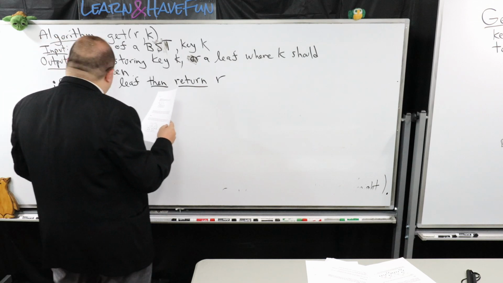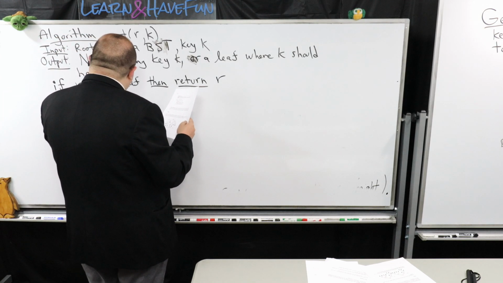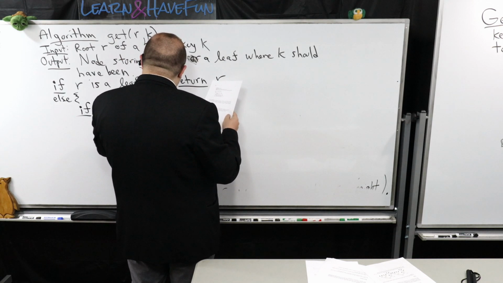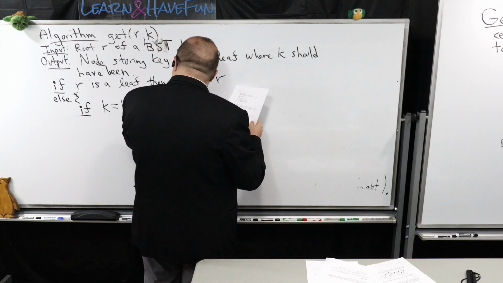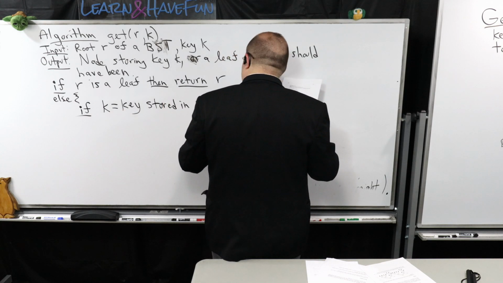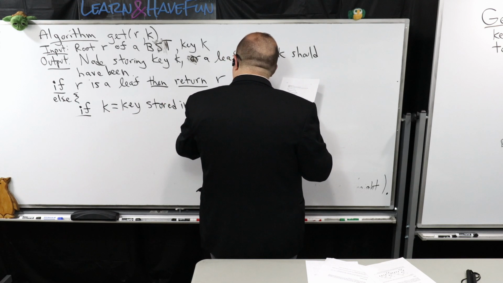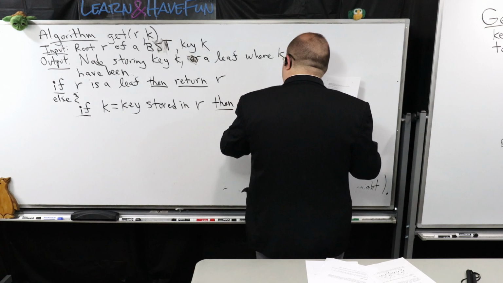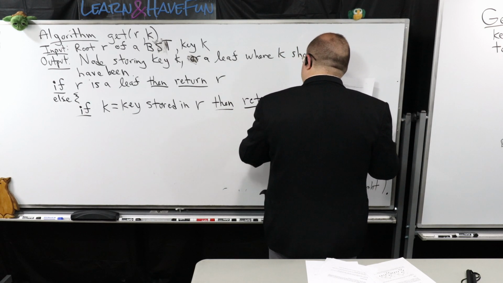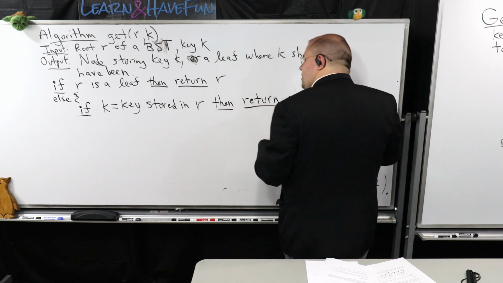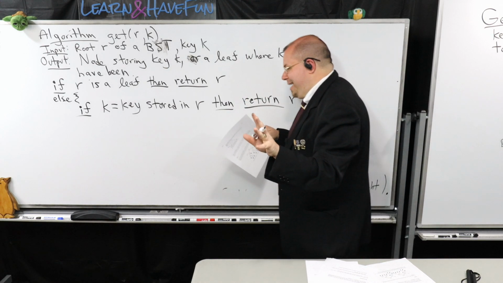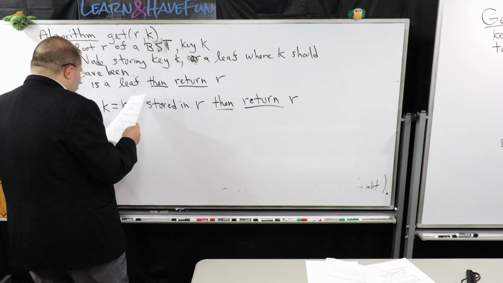So I'm going to first start off by doing a check to see if the key stored in R is equal to K. If it's equal to K, then I could just simply return R, right? Because then I'm done. We found it. This should remind you of something, right? So I'll let you think about it, but we'll talk about it in a moment.